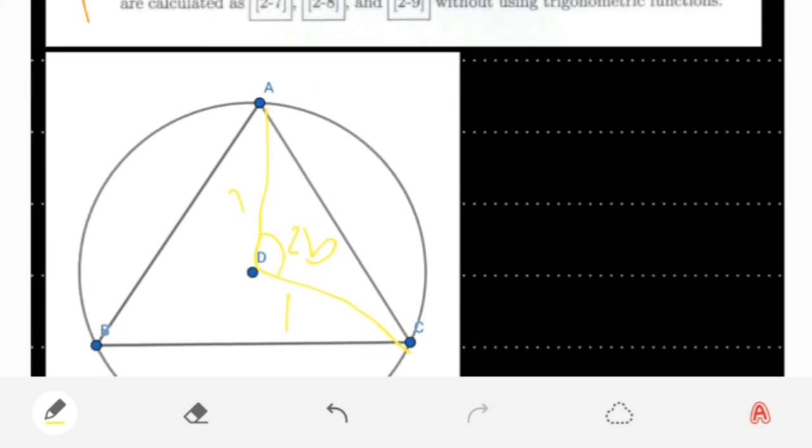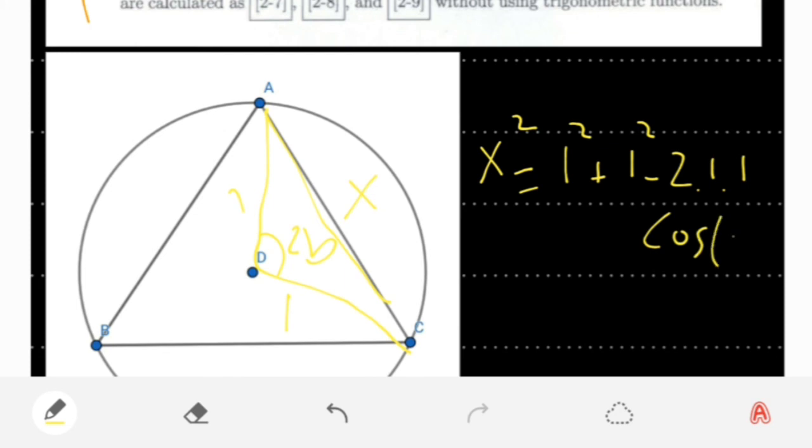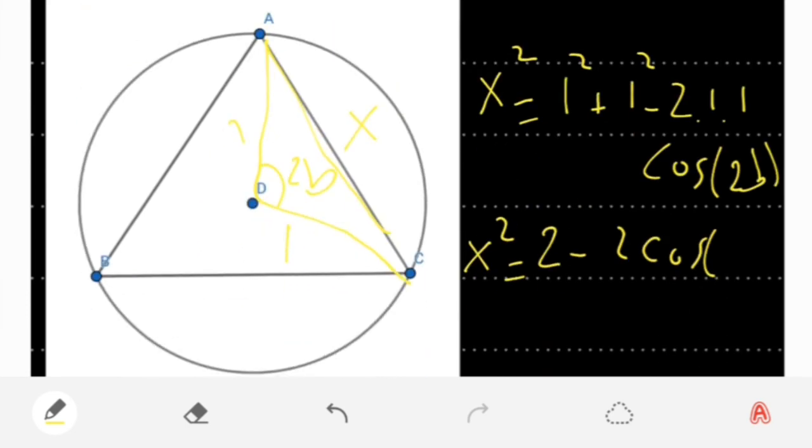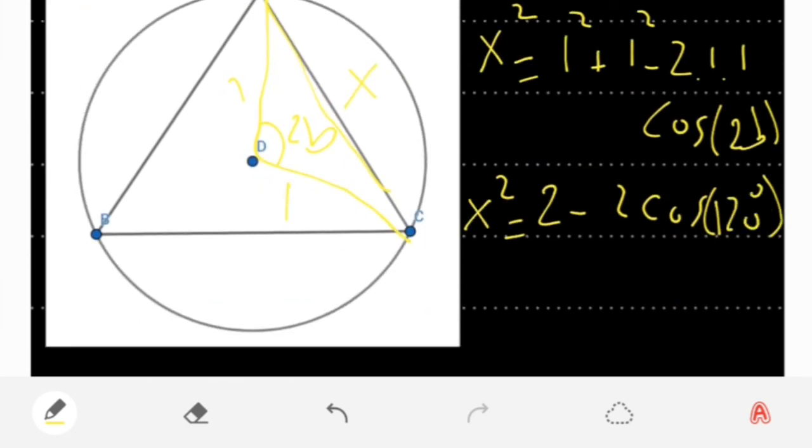So now we are going to do the same exact thing, but now we are going to use another cosine, okay? We are going to call AC x now. So x squared is equal to 1 squared plus 1 squared minus 2 multiplied by 1 multiplied by 1 multiplied by cosine of 2B, okay? Now cosine of 2B, what is B? B is 60 degrees, so 120 degrees.